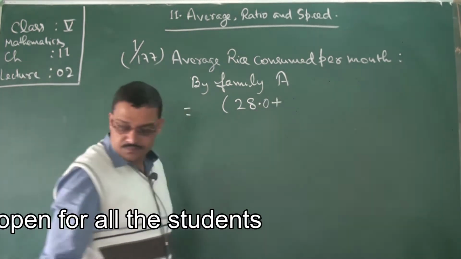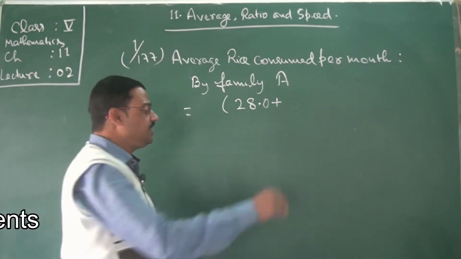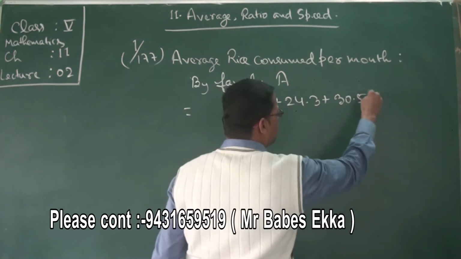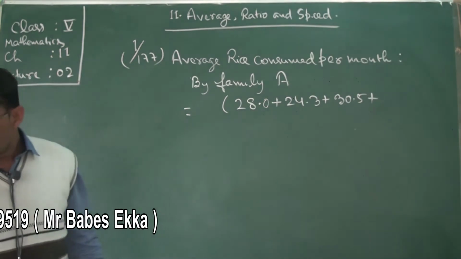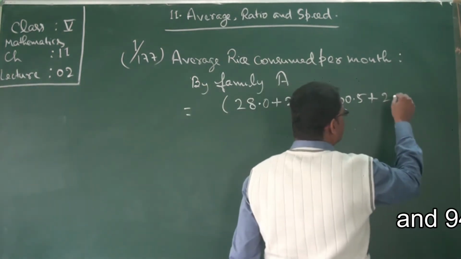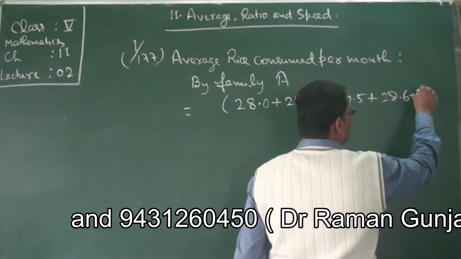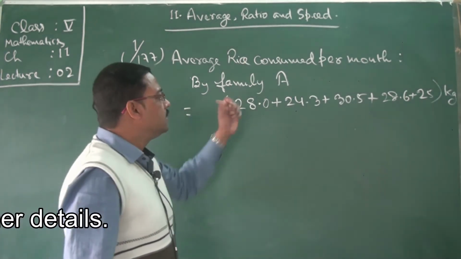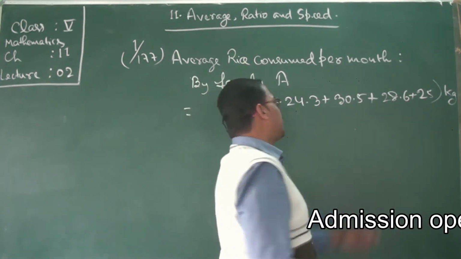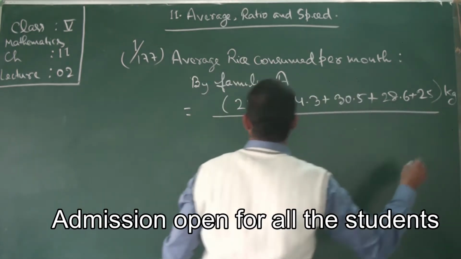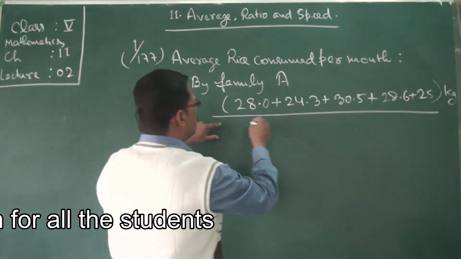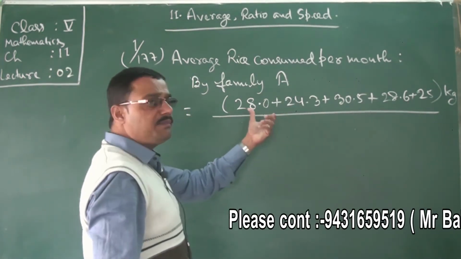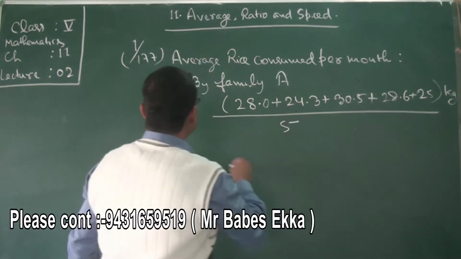28.0 plus 24.3 plus 30.5 plus 28.6 plus 25 kg. See how many months are there? 1, 2, 3, 4, 5. As 5 numbers are there, we will divide by 5. Take the sum.